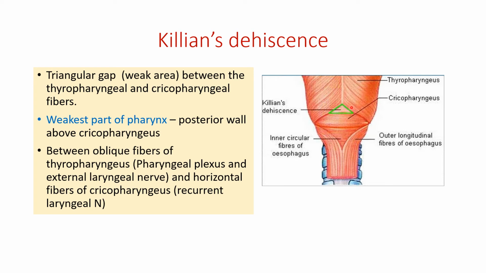So this is the Killian's dehiscence between the obliquely running thyropharyngeus fibers, which are supplied by the pharyngeal plexus and external laryngeal nerve, and the horizontally running fibers of the cricopharyngeus, which is supplied by the recurrent laryngeal nerve. Here you can see the inner circular and outer longitudinal fibers of the esophagus.